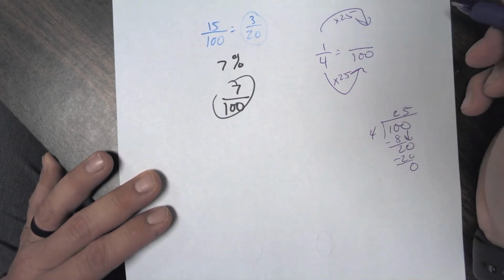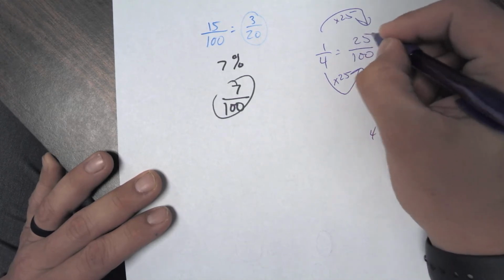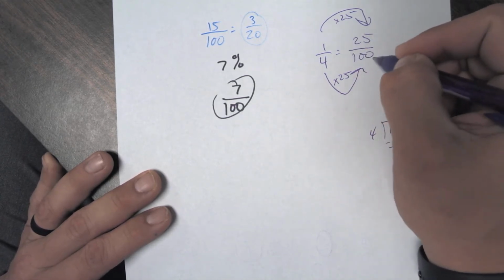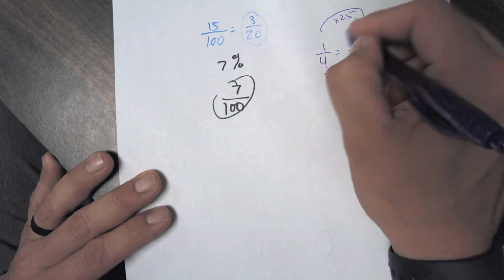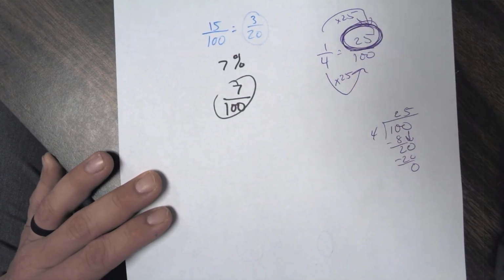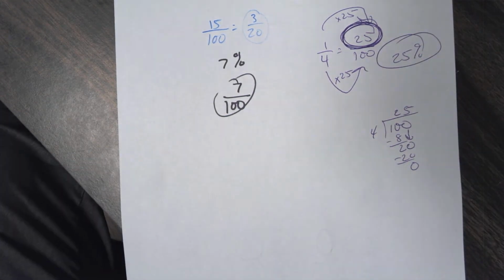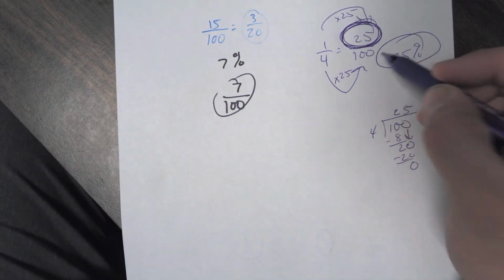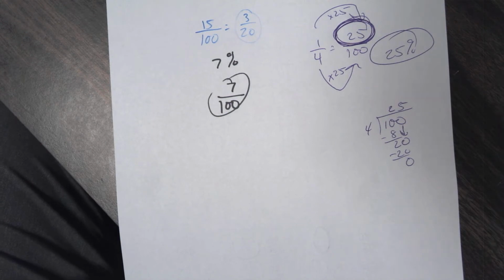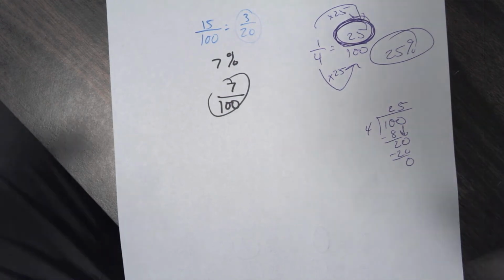Well, what's 1 times 25? 25. Now, since we have 100 on the bottom, we know this is our percent. So whatever number is in your numerator, that's your percentage. So it's 25%. That's it. Your goal is just to get 100 on the bottom. If it already has 100, your answer is your numerator. It's given to you.